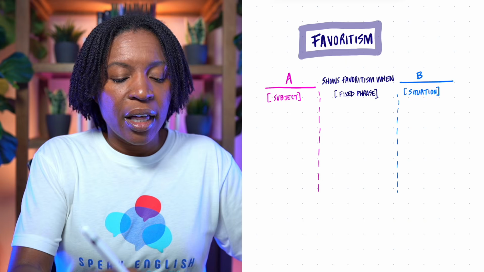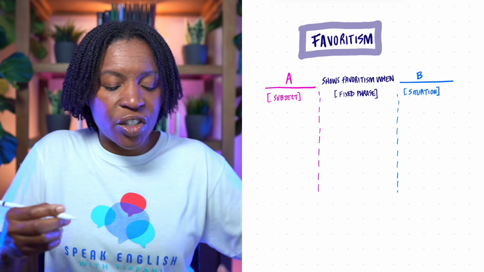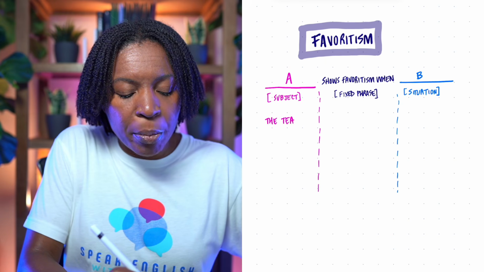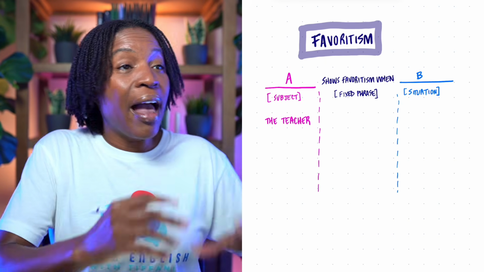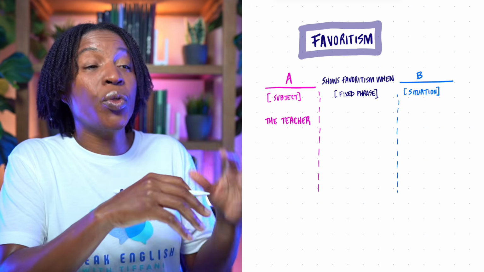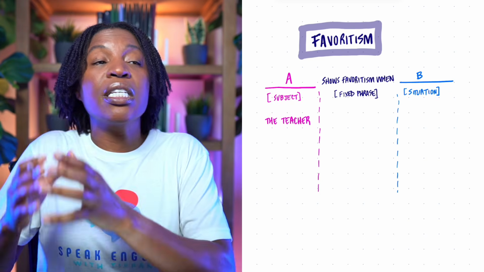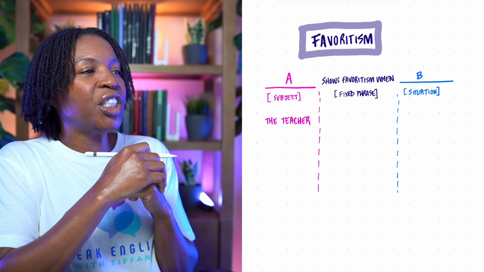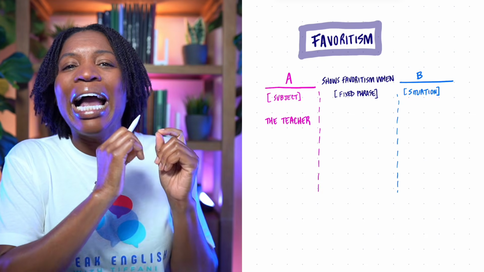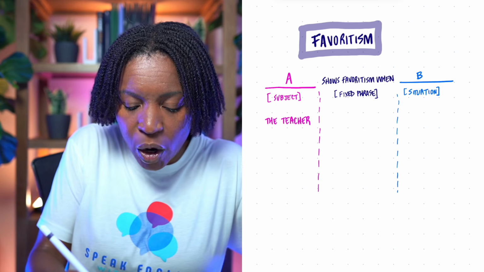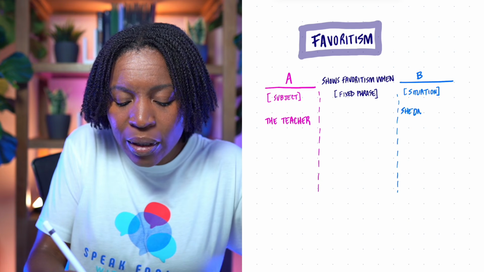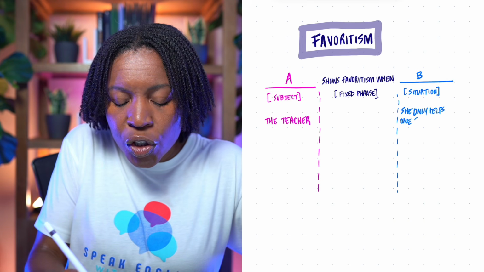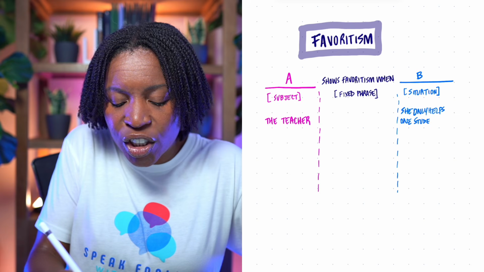Let's start with the teacher. All right, so letter A, our first subject is going to be the teacher. And remember, the beginning is the letter A and the middle is the fixed phrase. So the teacher shows favoritism when. Now, what's letter B? What's the situation? We're going to say the situation is she only helps one student. All right, this is the situation.